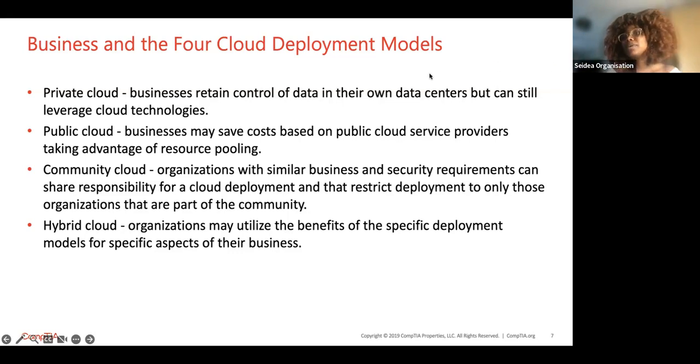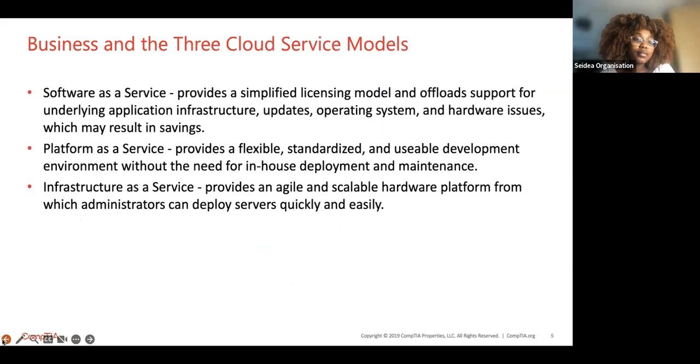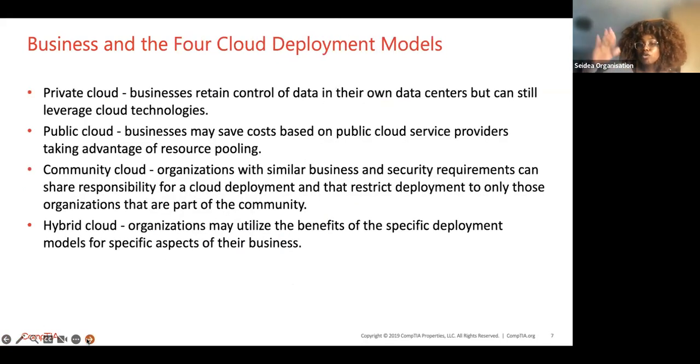Sasha also put in the chat, and I really like this, that cloud service is what it gives, and cloud deployment is how it gives, that distinction. Essentially, I would say that cloud models are the tools and the type of cloud. And when we're looking at deployment, it looks at your privacy and the level of control that you have concerning your cloud service, if that makes sense.